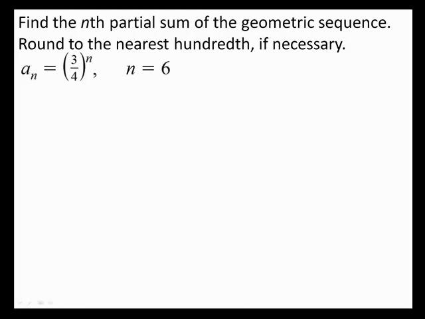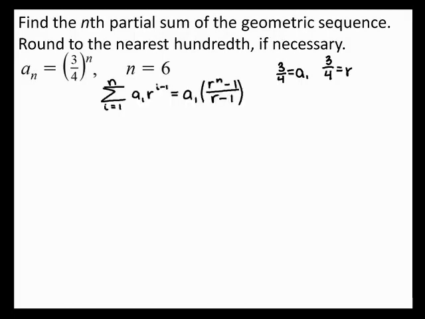Find the nth partial sum of the geometric sequence. Round to the nearest hundredth if necessary. A sub n is equal to 3/4 to the n, and n is equal to 6. You find that a sub 1 is equal to 3/4 and r is equal to 3/4. Use the formula for the nth partial sum of a geometric sequence. Substitute 6 in for n. Substitute 3/4 in for a sub 1 and 3/4 in for r.